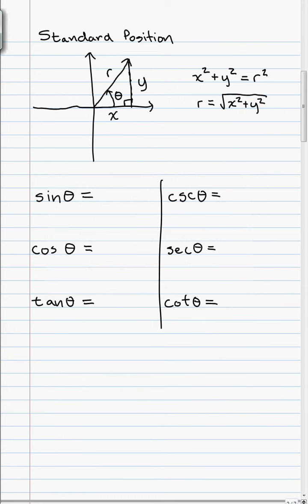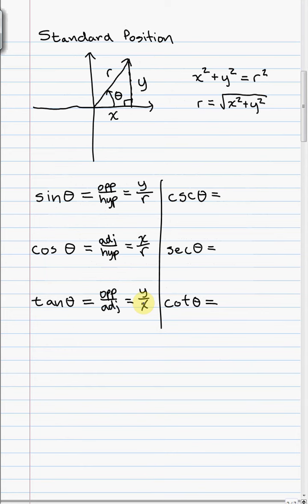According to this picture, sine of theta is going to be opposite y over hypotenuse r. So let me write this one first time, opposite over hypotenuse. We get y over r. Cosine is adjacent over hypotenuse, so this is going to be x over r. Again, looking at the picture, what's adjacent to that angle theta. Following along, tangent is opposite over adjacent, and looking at the picture, opposite is y, adjacent is x, so y over x.